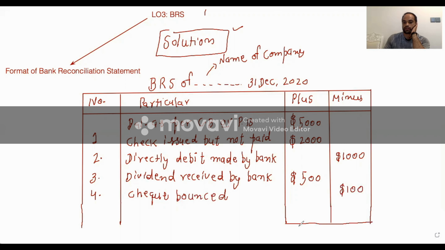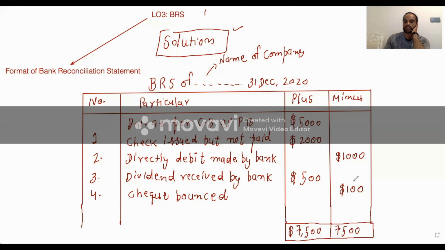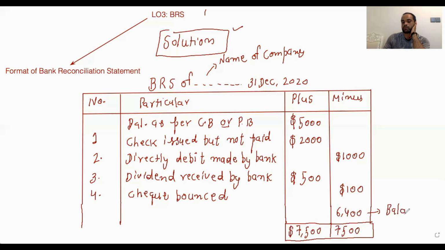So I will write down here 7,500. And here also 7,500. So how much is the difference? 7,500 minus 1,100 is 6,400. That's your balance. We call it the balancing figure. Balancing figure means on the basis of the balance, we calculate this number.